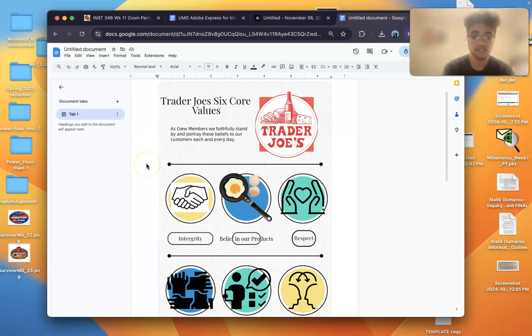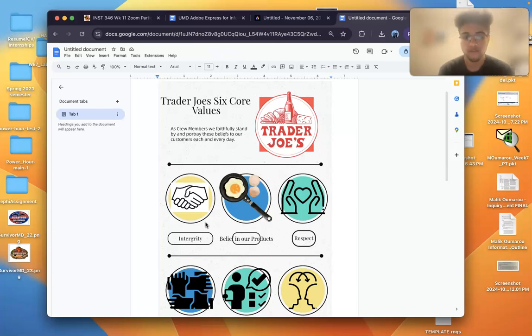Starting with integrity, I chose a handshake logo because I believe that's a good reflection of integrity. For the backdrop of all of the images, I put a little color behind them, and for the Trader Joe's logo, I put a red box behind it because red is the main color of Trader Joe's. So that was my creative decision making process on that. For integrity, I did a handshake icon. That's our main number one store value that's super important to us, so that had to be the first one.